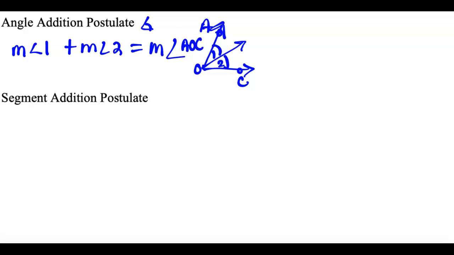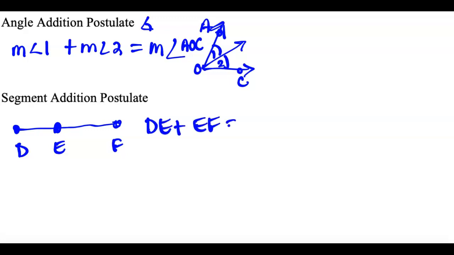And then we'll have segment addition, so this is when we have parts of a line. So let's say we have D, E, and F. So we can say something like this: DE plus EF is going to equal DF. We'll be talking about these ones coming up in 2.7.